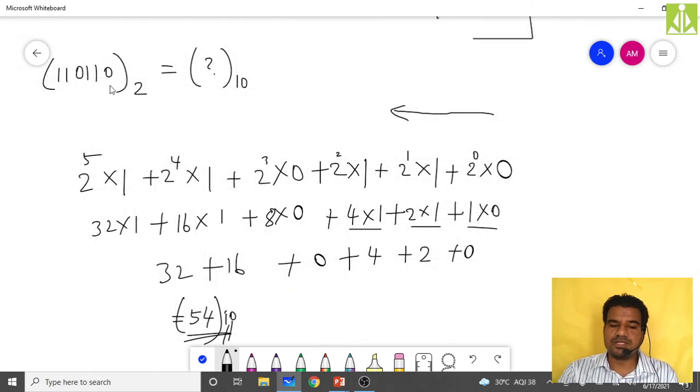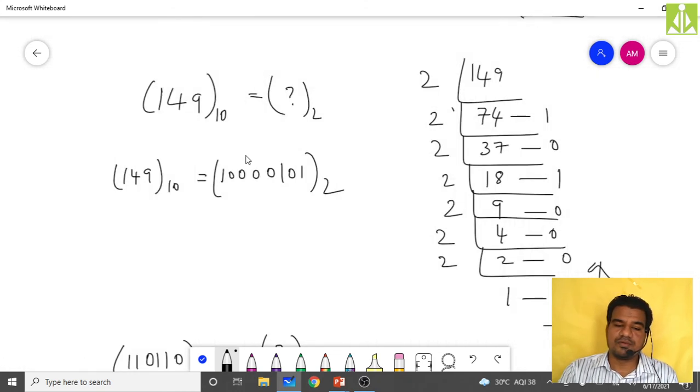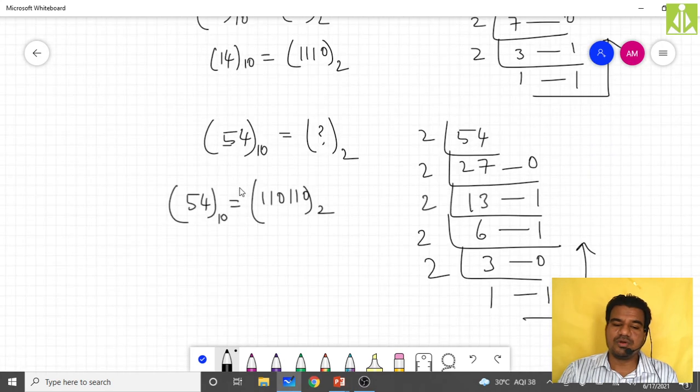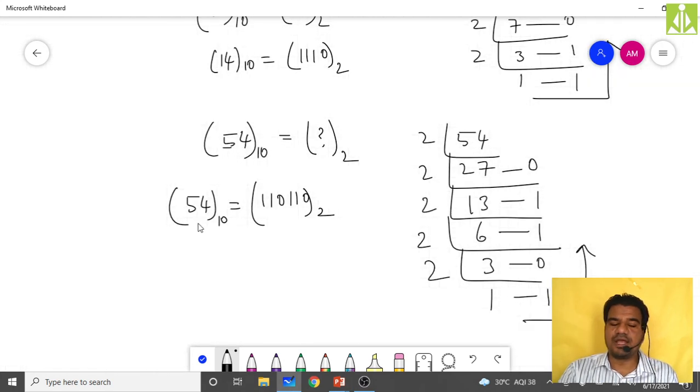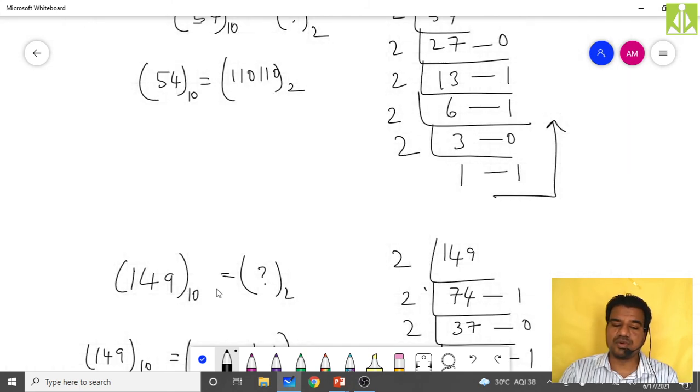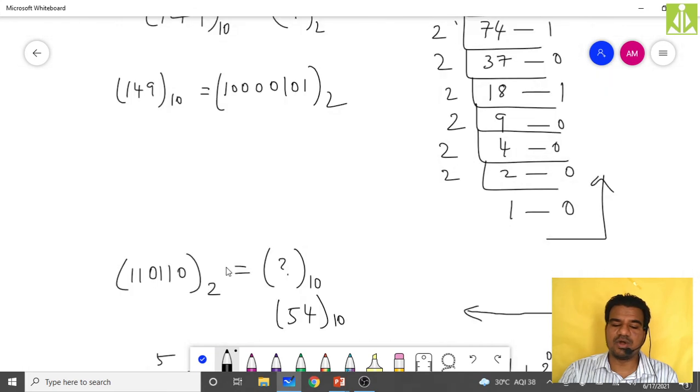See, 110110, we got what? 54 in decimal. See, already we did this one over here. 54 to the base 10 when I have taken, and when I converted this number into binary, I got 110110. So same thing, 110110 when we took in binary and converted, we got 54 in decimal. So both are equal.